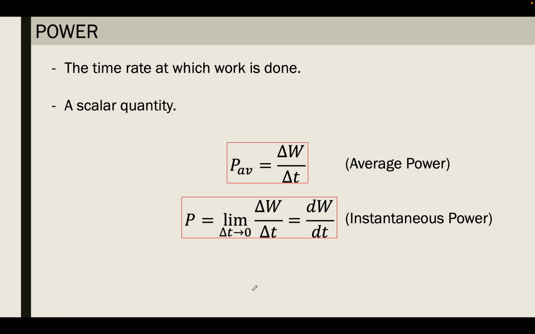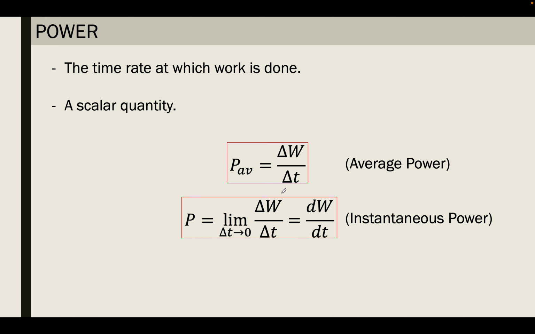The first one is the average power. For the average power, we have P average is equal to the change in work, where big letter W is the work done, divided by the change in time. So this is our equation for the average power.